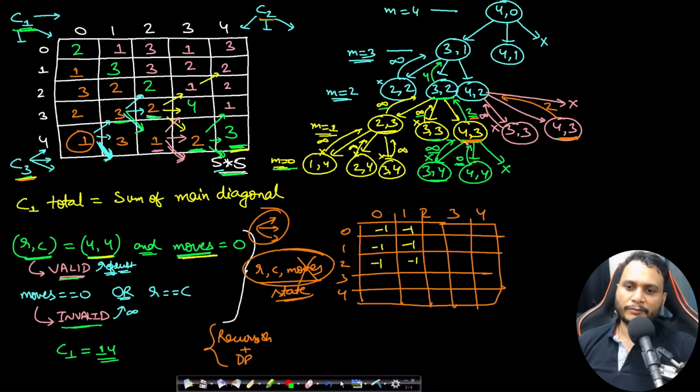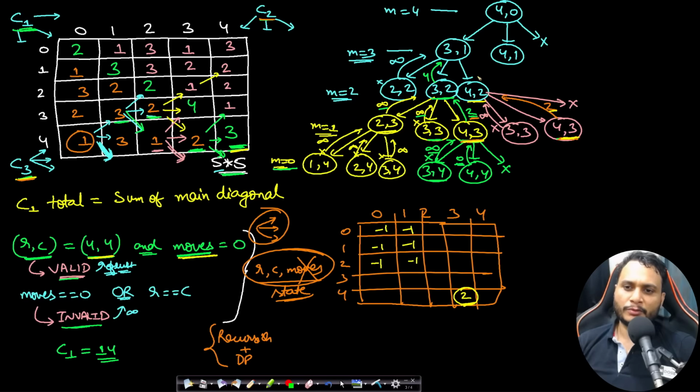So if I see that 4 comma 3 has a value 2 which is not -1, and if I reach this point again and I see that it is not -1, then I will be returning whatever value was already calculated, because I know the result. I don't need to calculate the same subproblem again. So this is how it will be returning 2.